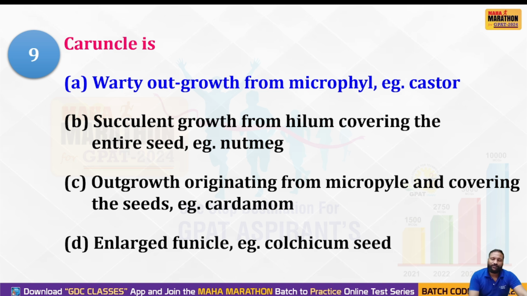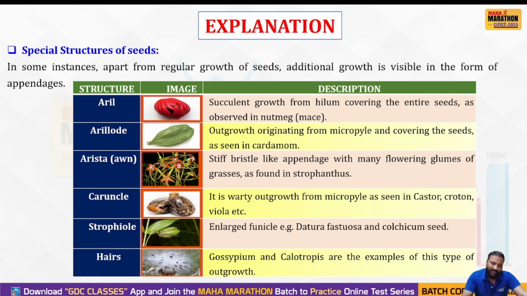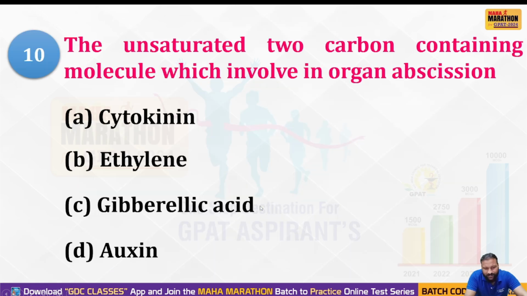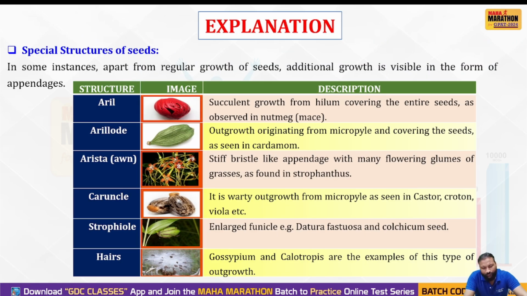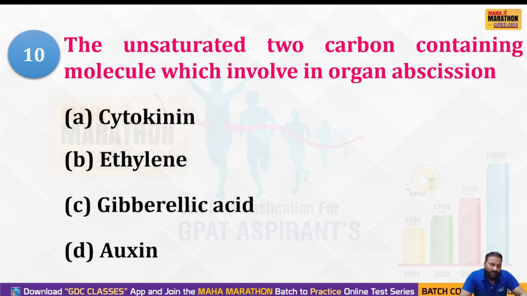Yes, the first option, that is waxy outgrowth from the micropyle, castor seeds as an example. This slide we have covered already in the last session. Caruncle is nothing but an outgrowth. This is the option. The waxy outgrowth from the micropyle as seen in castor or croton, that is Caruncle. Okay, next question in this GPAT test series.